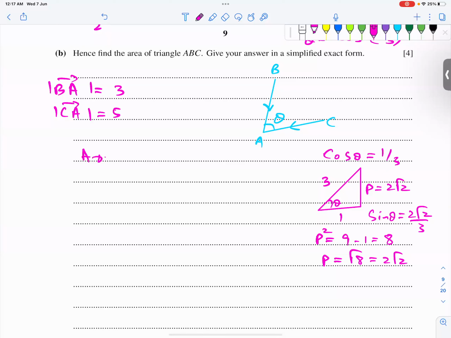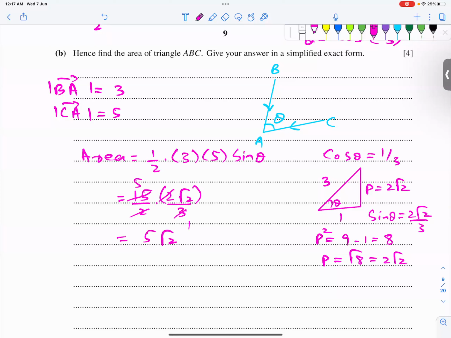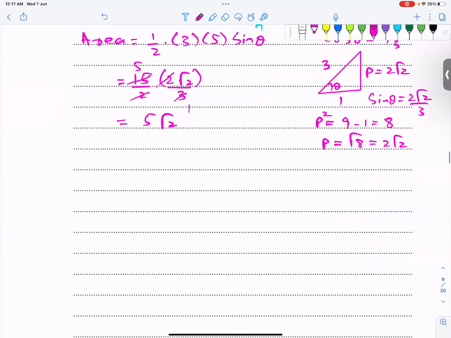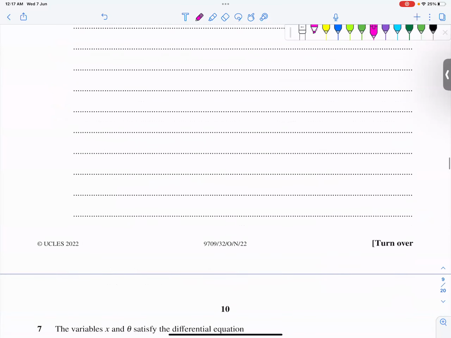So area will be equal to 1/2 times 3 times 5 times sine of theta. And this will be 15/2 times 2 square root 2 over 3, because sine of theta is 2 square root 2 over 3. So the final answer will be 5 square root 2. Okay. Moving to the next part.